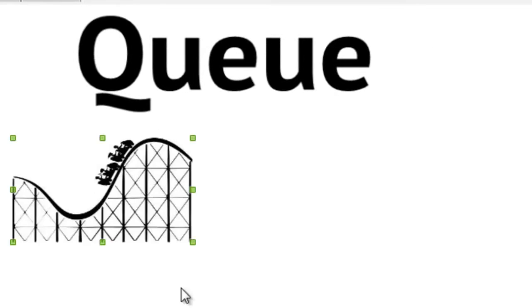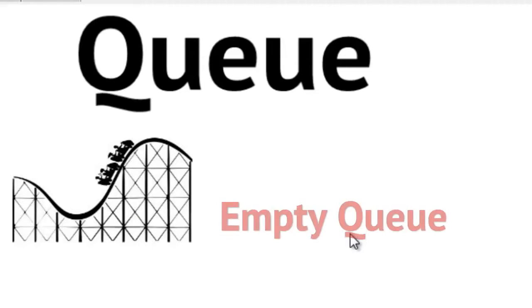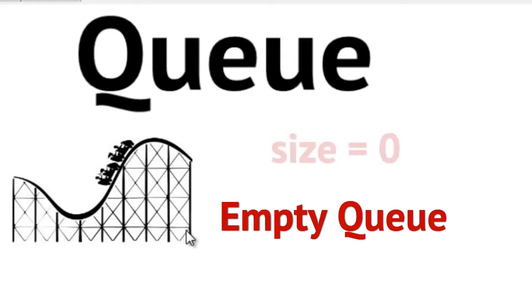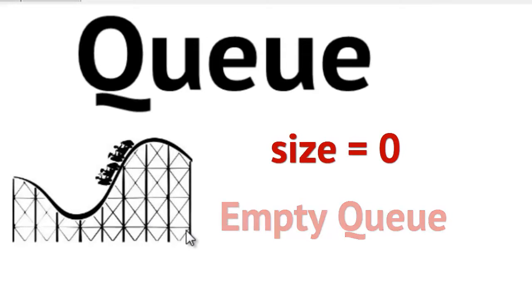Say that we're at an amusement park and we have a roller coaster ride. Right now we have some people currently riding this ride, and we have a line, and right now our line is empty. So we could say that our queue for this ride is currently empty, or we could say the size of the queue is 0.